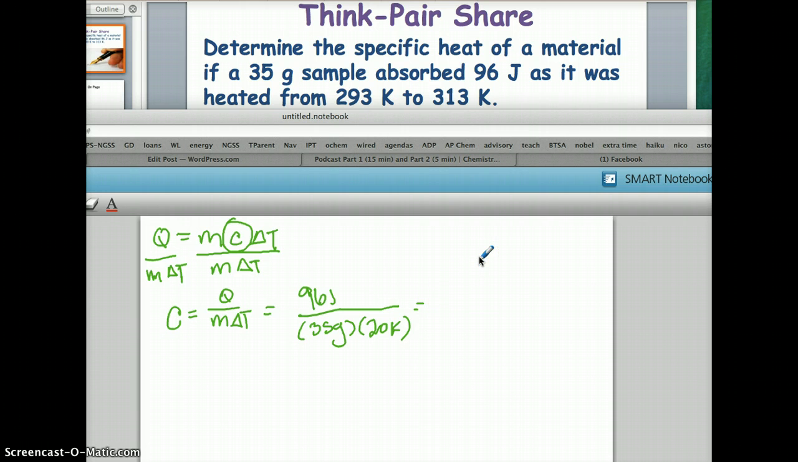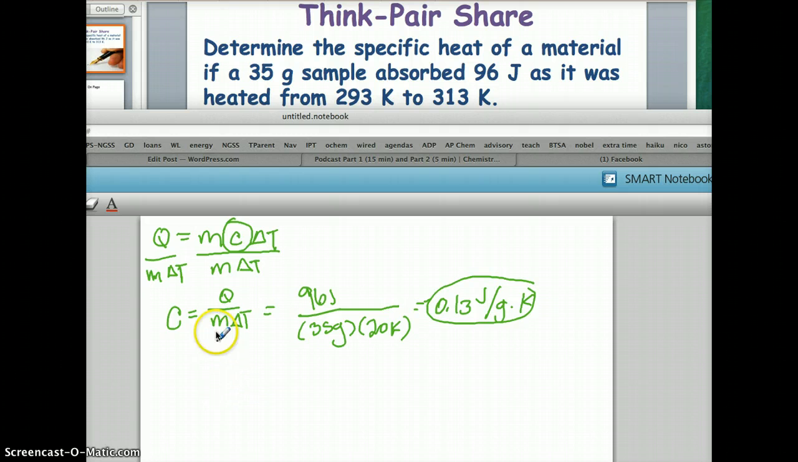So when you do this, you're going to put 96. Make sure you use your calculator correctly. 96 divided by 35. Hit equals. And then divide one more time by 20. And the specific heat is going to be very low. Well, it doesn't make sense because we don't know the object. But it's probably a metal. And the specific heat is going to be 0.13 joules per gram times Kelvin. And how do you know the units? Well, they're right here, joules, grams, Kelvin, and that would be the specific heat.